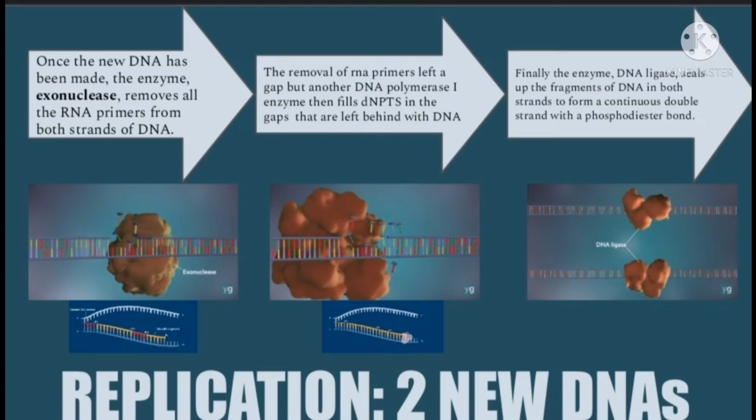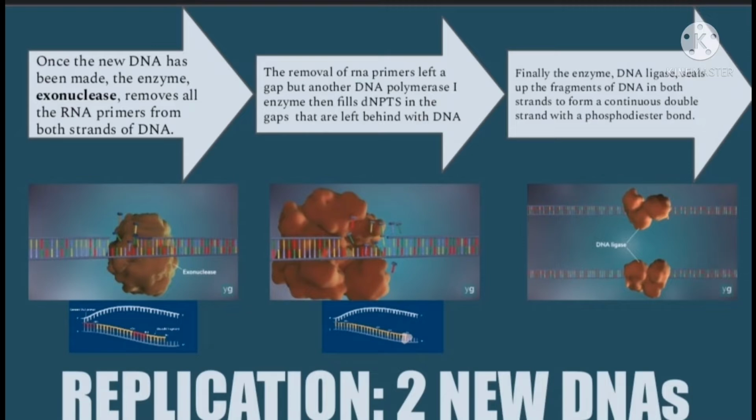Next, let's move to the replication of new DNAs. Once the new DNA has been made, the enzyme exonuclease removes all the RNA primers from both strands of DNA. Exonucleases are enzymes that work by cleaving nucleotides one at a time from the end of a polynucleotide chain. A hydrolyzing reaction that breaks phosphodiester bonds at either the 3' or the 5' end occurs. The removal of RNA primers leaves a gap, but the enzyme DNA polymerase I then fills in the dNTPs in the gaps left behind in the DNA.